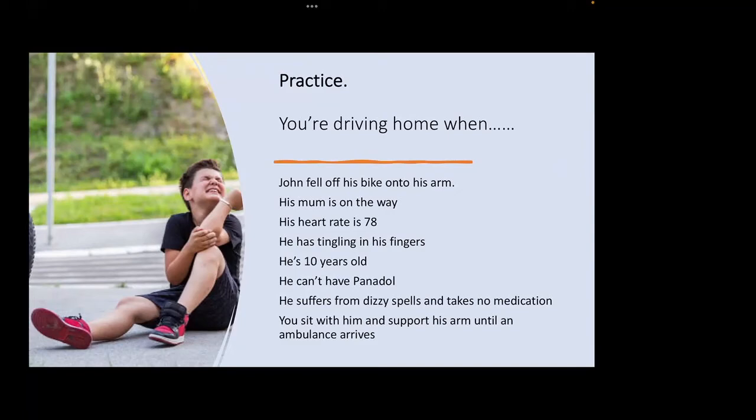Now, this information might be something that you've extracted from the person. It might be information that they've told you. So this is the scenario. John fell off his bike onto his arm. His mum is on the way. His heart rate is 78 beats per minute. He's got a bit of tingling in his fingers. John's 10 years old, and he can't take Panadol. He suffers dizzy spells, but he doesn't take any medication. So you decide to sit with him and you support his arm until the ambulance crew arrive.